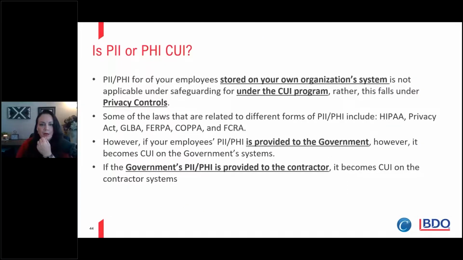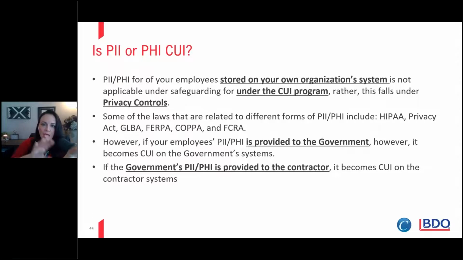So we're going to come back around to this PII, PHI discussion. I really want to make clear that your own PII and PHI stored on your organizational systems for your own employees is covered under privacy controls. And we know a number of privacy controls for PII and PHI include HIPAA, Privacy Act, GLBA, FERPA, COPPA, FCRA. So all of these sorts of privacy controls are related to your privacy data.